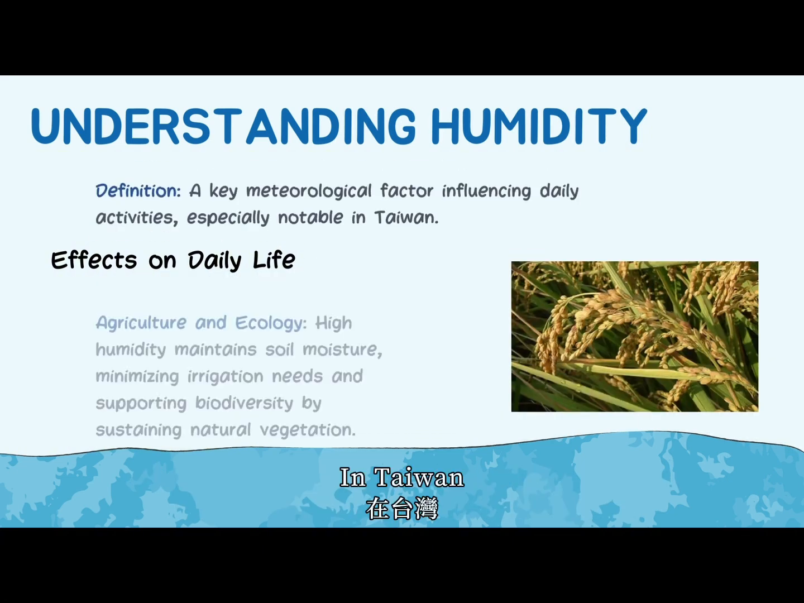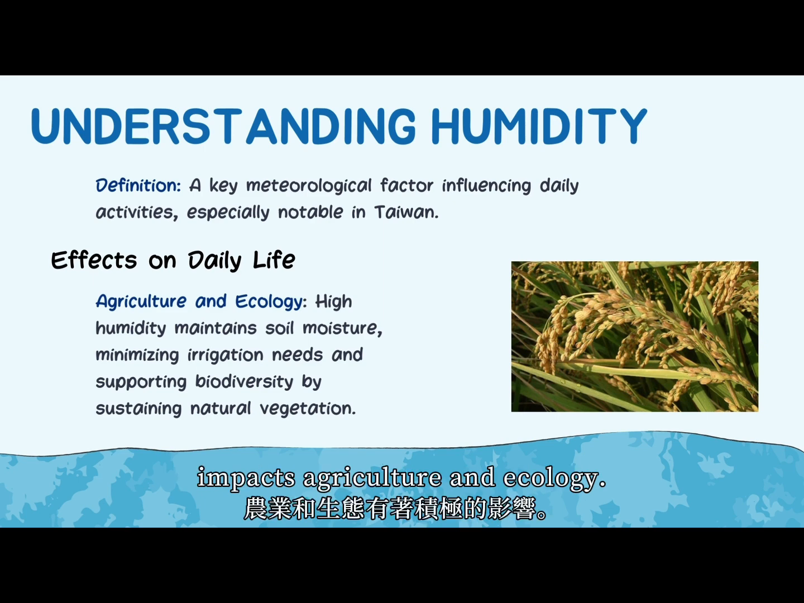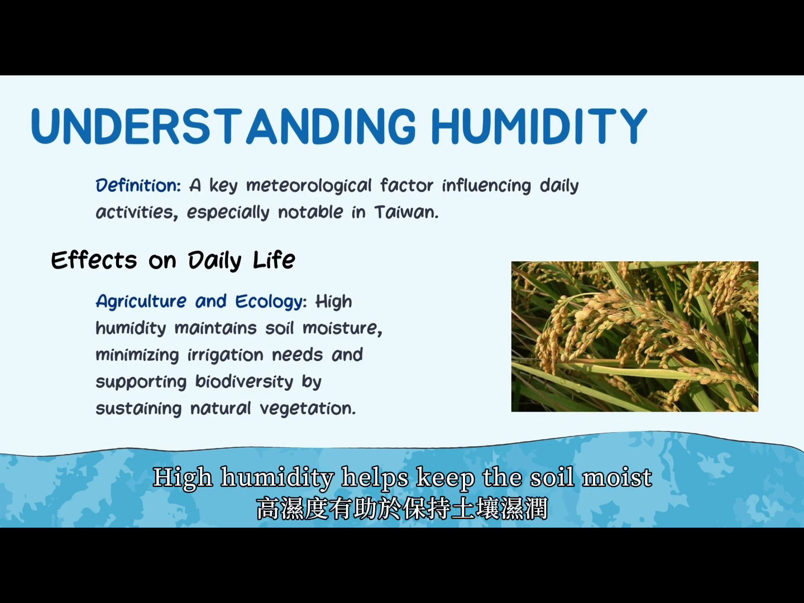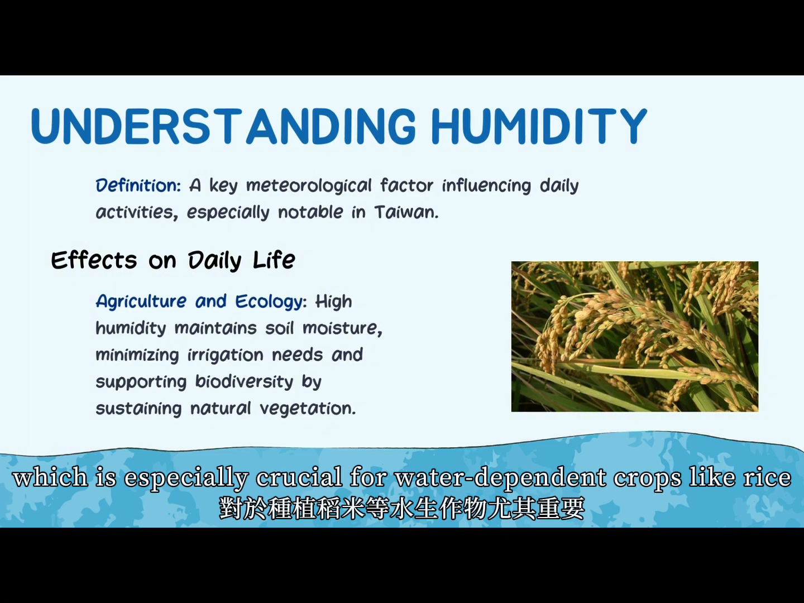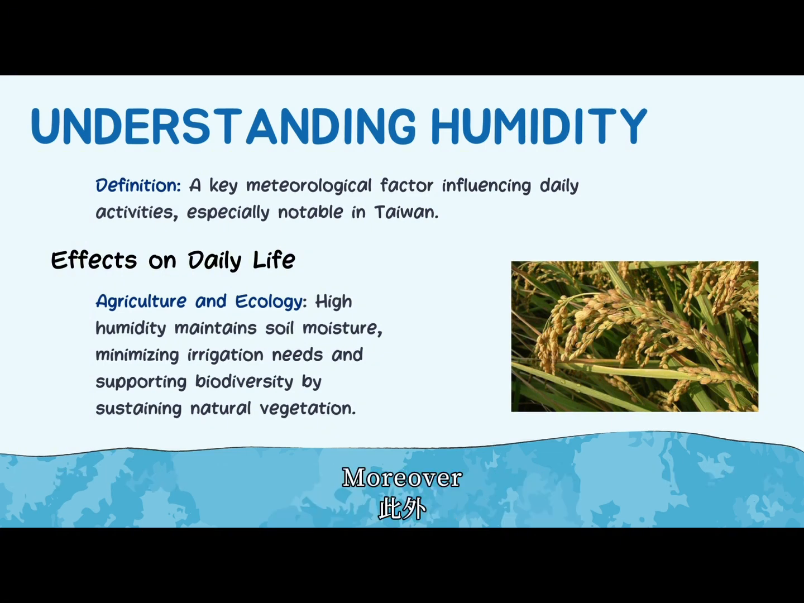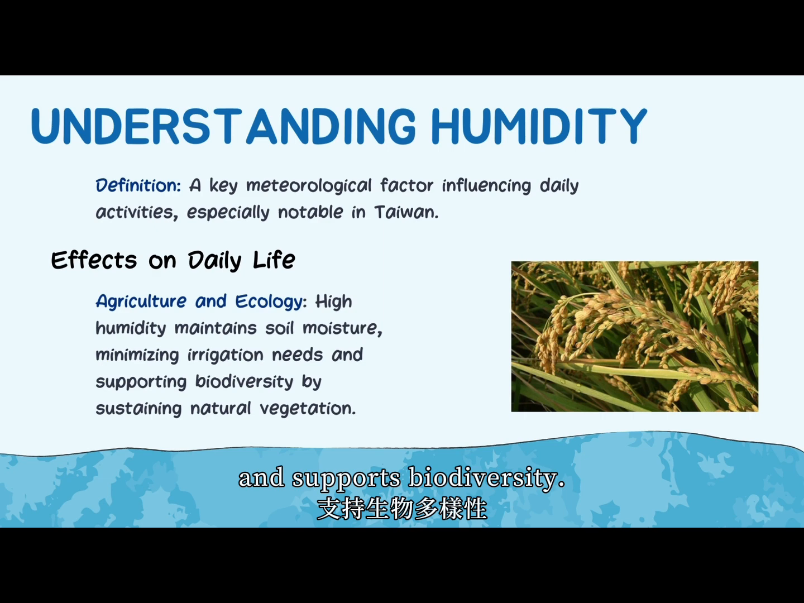In Taiwan, the level of humidity also positively impacts agriculture and ecology. High humidity helps keep the soil moist, reducing the need for irrigation, which is especially crucial for water-dependent crops like rice. Moreover, a humid climate helps protect natural vegetation and support biodiversity.